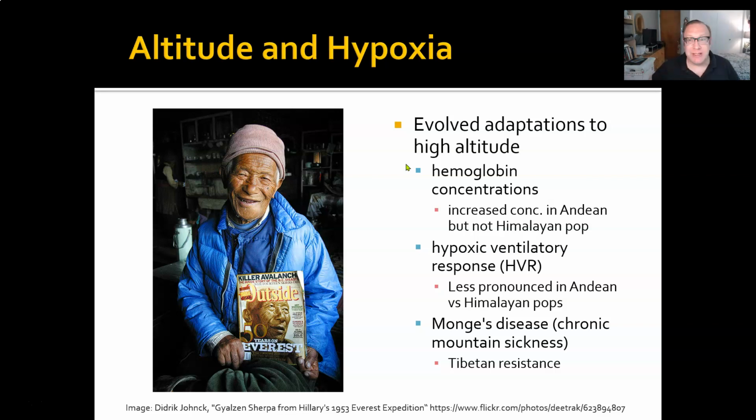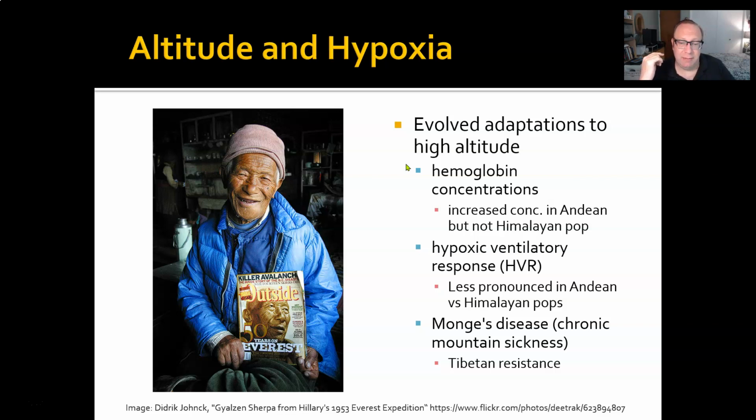Okay, the first is that the baseline hemoglobin concentrations, that is the oxygen carrying proteins in the red blood cells, are increased in Andean populations. So the Andes are one place people live above 10,000 feet. The Himalayas are the other. In Andean populations, we see an adaptation of having a higher baseline concentration of red blood cells.